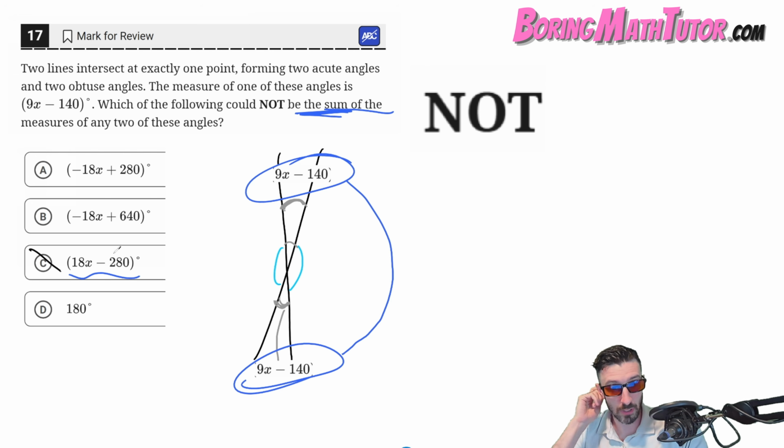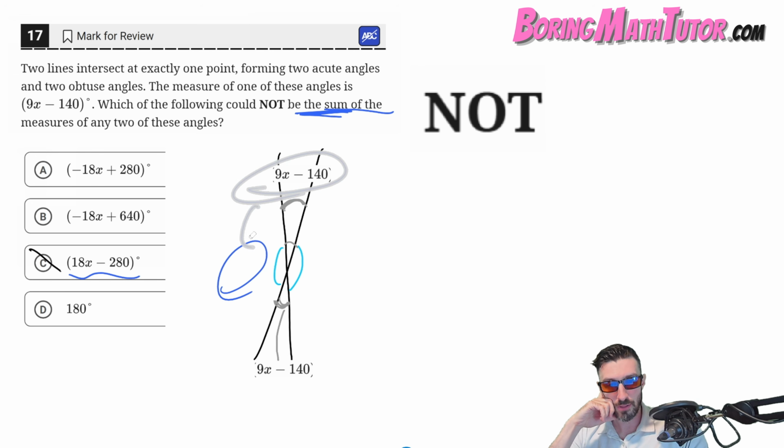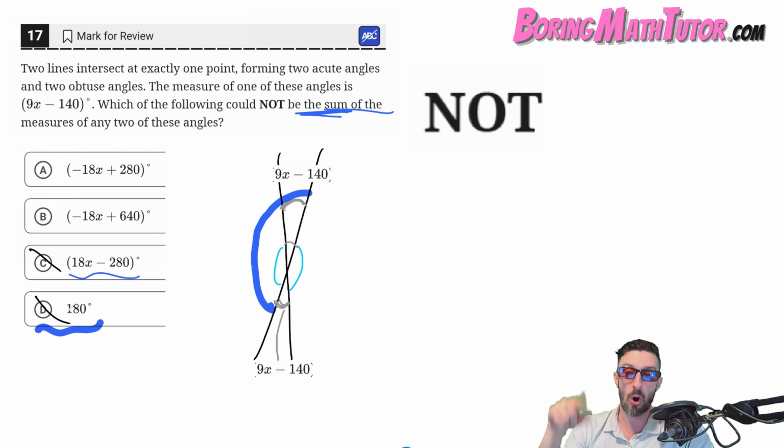Here's another thing that we need to consider. What if instead of adding up the top and the bottom, I ended up adding the top and the one on the left? If I were to add those two together, well, let's see. That would form a half circle, which would form 180, which means that that's also out of the game.